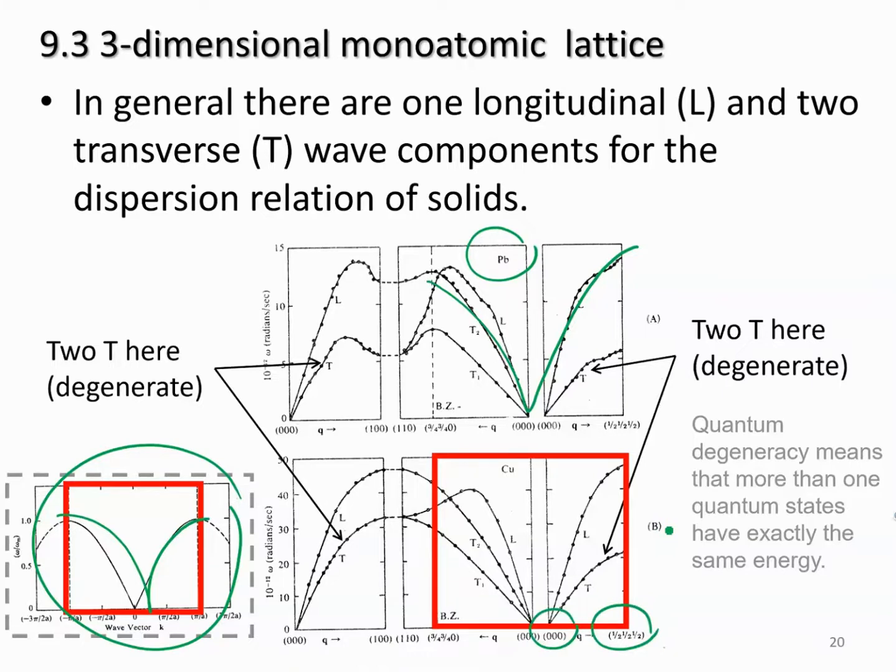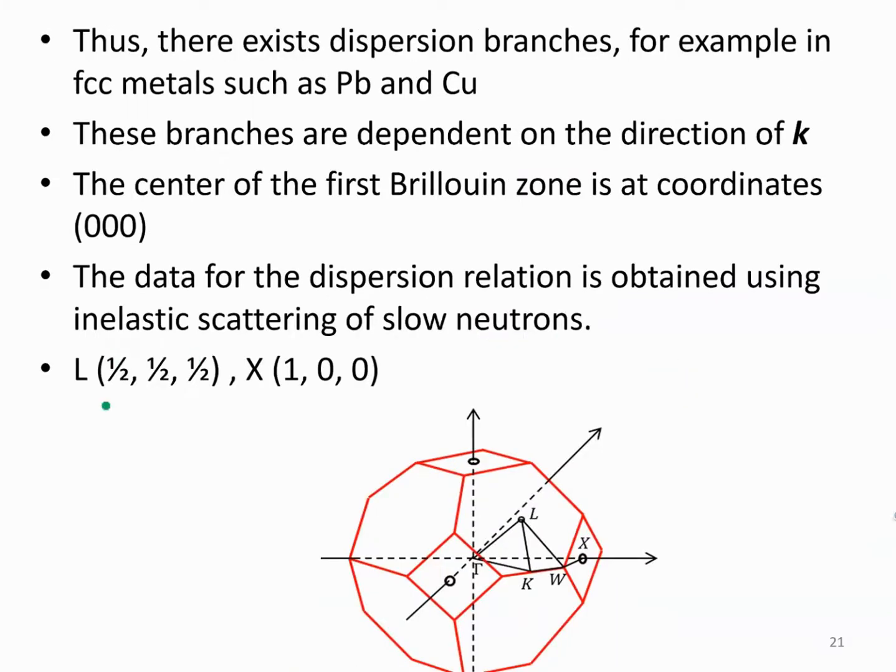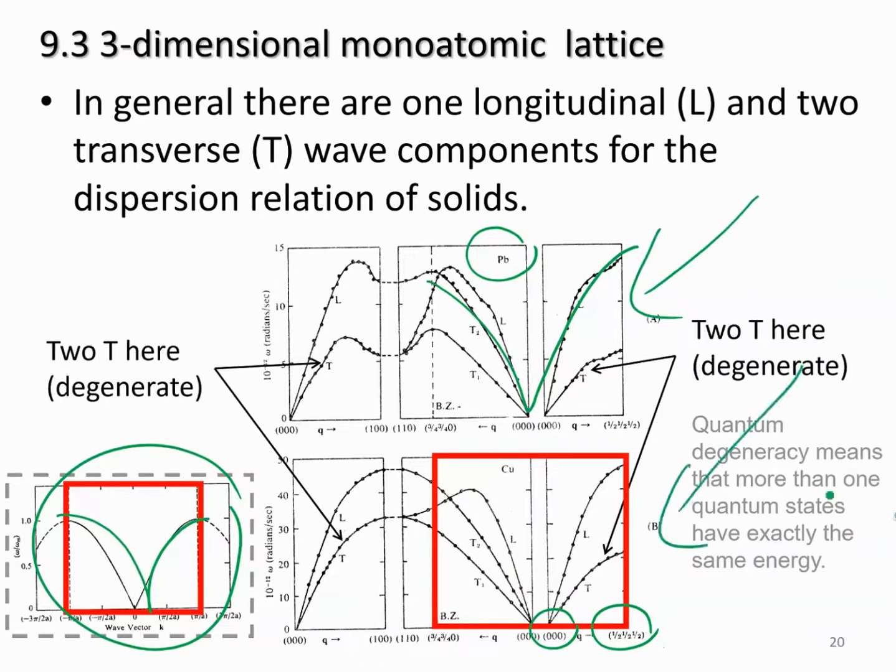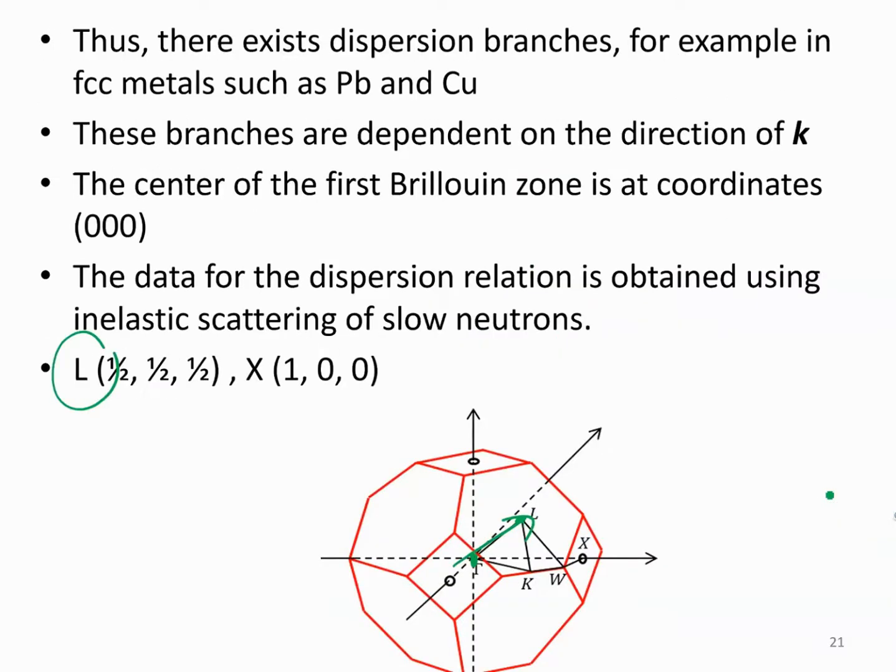Okay. So like just now I said that from 0, 0, 0 to half, half, half. Sometimes we don't write the coordinate, but we write L, from 0 to L. This point, we write as half, half, half. So from our previous graph, we see that there exist the dispersion branches. For example, the FCC metals such as lead and copper. So I just want to show you two examples, one for copper, one for lead. So these branches are dependent on the direction of K, the wave vector, or sometimes we write it as Q.